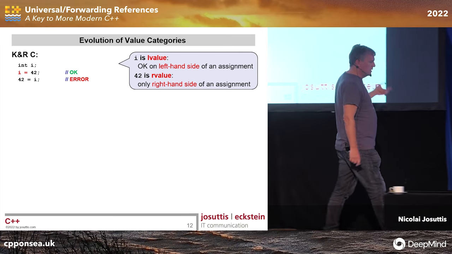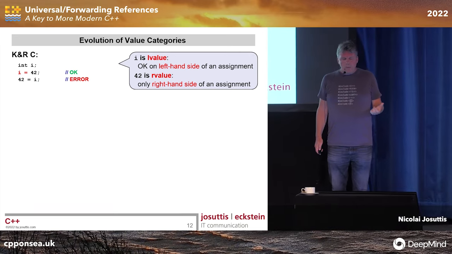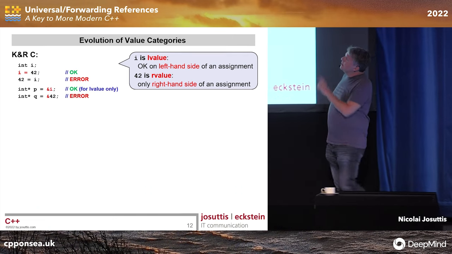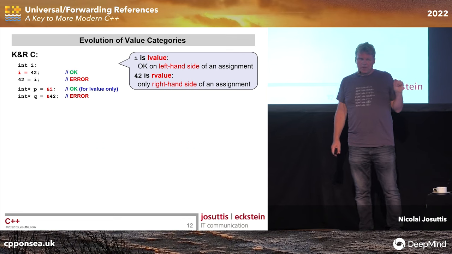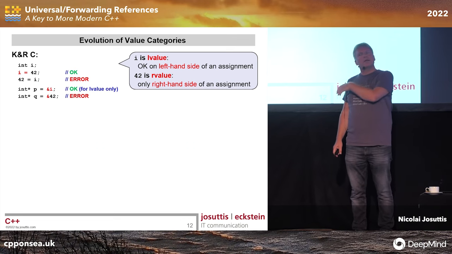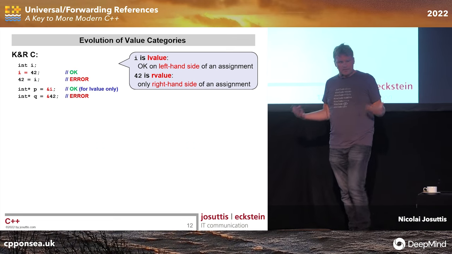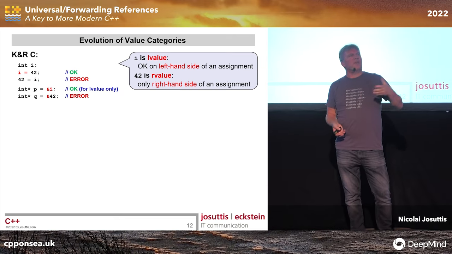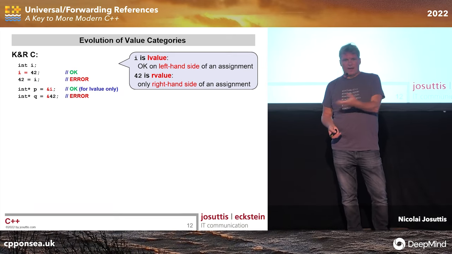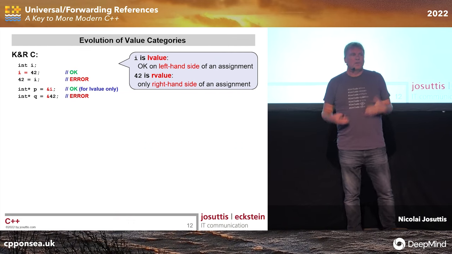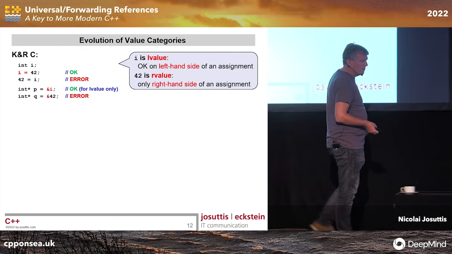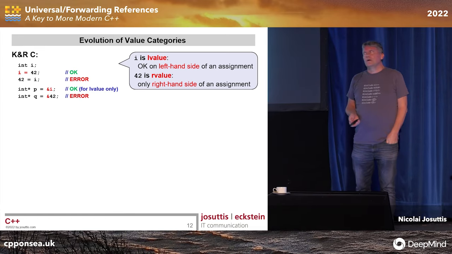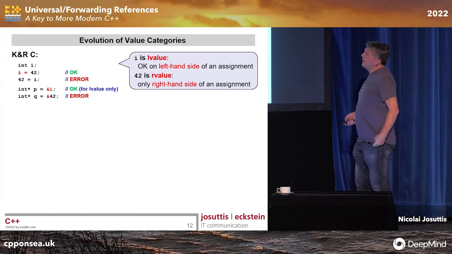The problems occurred when, even in C already, oh, by the way, sorry, it's not only about assignment. It's also in other places where we ask, does this compile? Is that valid code or not? So another example is, can we take the address of i or of 42, of an int? Well, we can take the address of an lvalue, but we cannot take the address of an rvalue. That's not allowed.